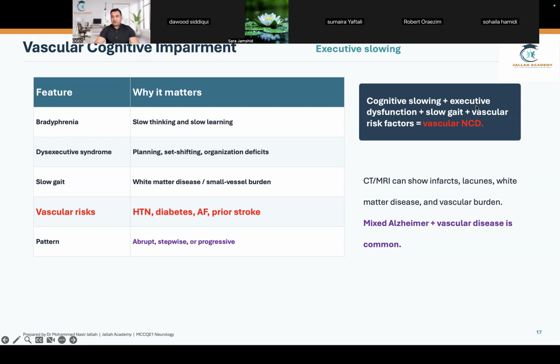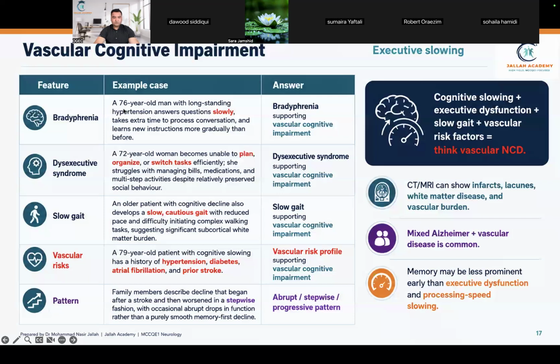So cognitive slowing plus executive dysfunction plus slow gait plus vascular risk factors suggests vascular neurocognitive disorder or dementia. CT scan and MRI can show infarcts, lacunes, white matter disease, and vascular burden. So if you do the CT scan and MRI, these are the findings. Mixed Alzheimer plus vascular disease is common. For every single one of them, I made an example, but I think you guys got the point, right?